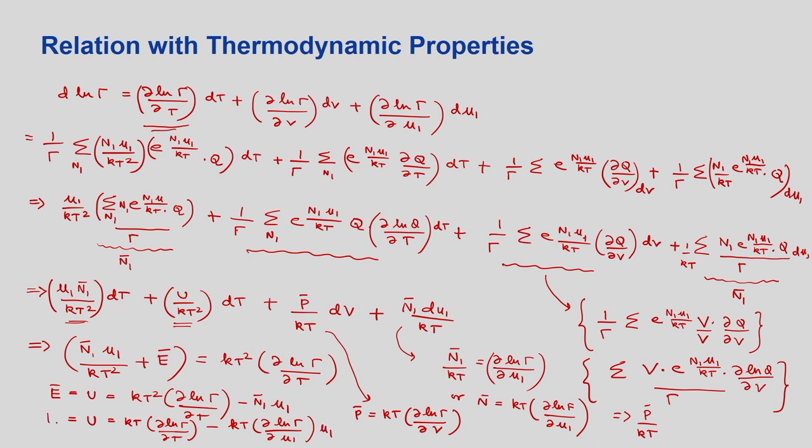So you have an expression for the internal energy, you have an expression for pressure, and you have an expression for average number of molecules N1 bar. So this is how you obtain the different thermodynamic properties, internal energy, pressure and number of molecules. You can also do a similar exercise using the entropy equation and probability expression and find out the remaining terms such as enthalpy, entropy and the specific heat.